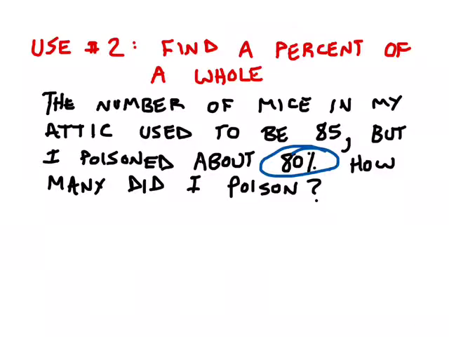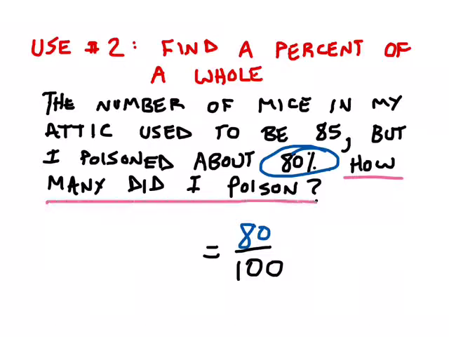So I'm going to go ahead and set up that part of the proportion to begin with. 80 out of 100. And I know that that's going to be equal to some part out of some whole. So looking through here, the question is how many mice did I poison out of the 85 that there used to be in there? So the number that I poisoned seems to be the unknown in this scenario. So I'm going to go ahead and underline that. How many did I poison? That's unknown. That's a part of a whole, though. So we'll make that a variable. Let's do M for mice, poisoned mice.